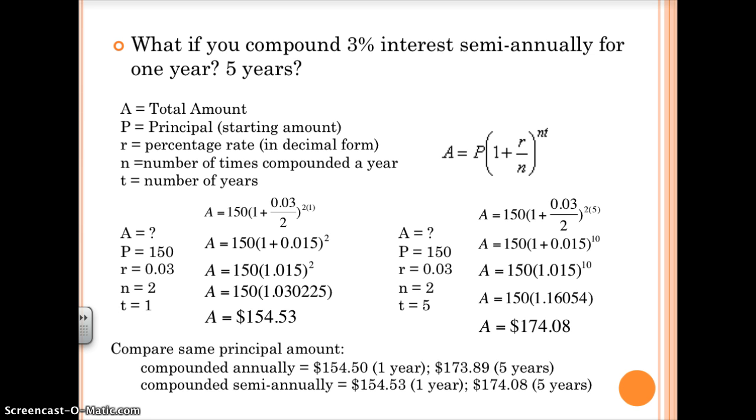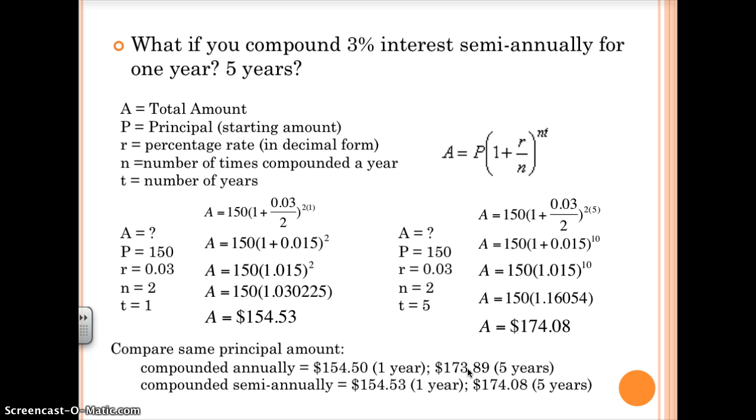So we've done all this work. What was the purpose? Well, let's look at some differences and some similarities. We started with $150 every problem. Compounded annually for 1 year, we would have had $154.50. This was annually, compounding one time a year. Semi-annually, compounding twice a year, was $154.53. So only a difference of 3 cents over a span of 1 year.